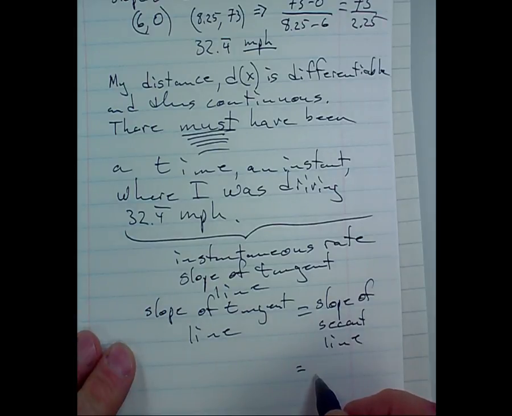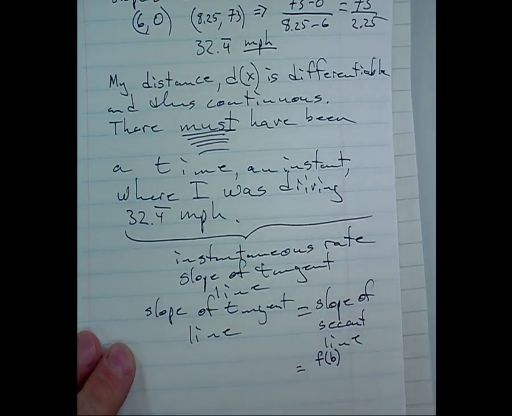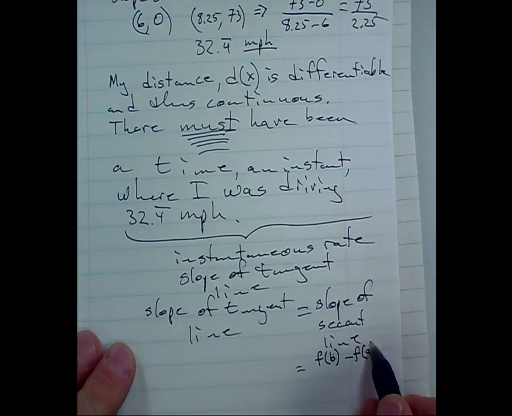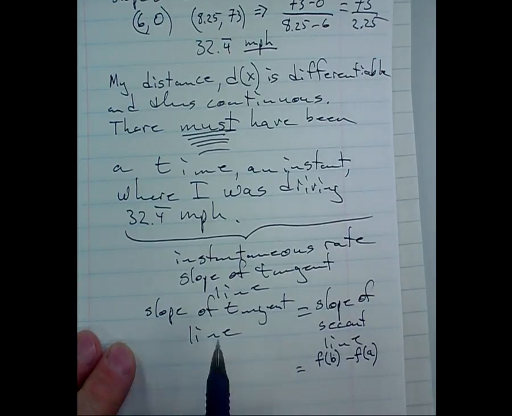y1 minus y2 over x2, or x1 minus x2. Perfect. So I'm going to write it this way. F of b. That's going to be my y value when I put b into it. Minus f of a. That's going to be my y value when I put a into it. y1, y2, y2, y1. Doesn't matter.